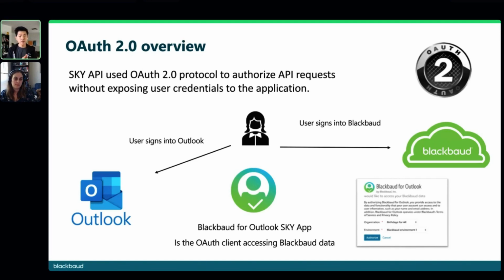So in between those systems, we have the Blackbaud for Outlook app, which acts as the OAuth client. So when you go to the Sky developer portal and when you're creating apps, you're essentially creating an OAuth client that can be authorized to make Sky API calls to get Blackbaud data. And now, if you've used the Blackbaud for Outlook app, you'll be familiar with that user experience where Outlook redirects you to sign in on the Blackbaud domain. And if the app is connected to your Blackbaud environment, you're asked to authorize the Blackbaud for Outlook app to access the data within that environment. So that's why we have OAuth.